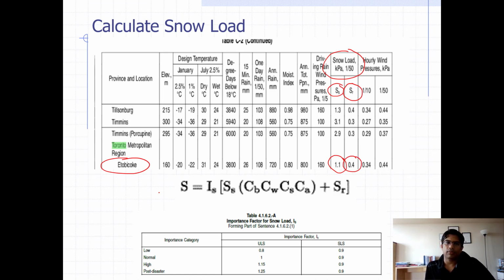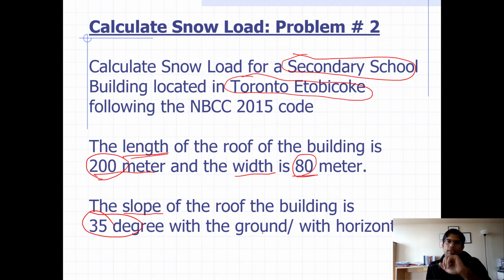And this is the equation. We'll use this equation for S, and this is the importance factor table. Whichever building category applies, we need to take the importance factor IS for the safety calculations, depending on the category of the building. So first of all, what is the category of the building? The building is located in Toronto, Etobicoke, so you can get the parameters from the NBCC code, and the type of building is a secondary school building.